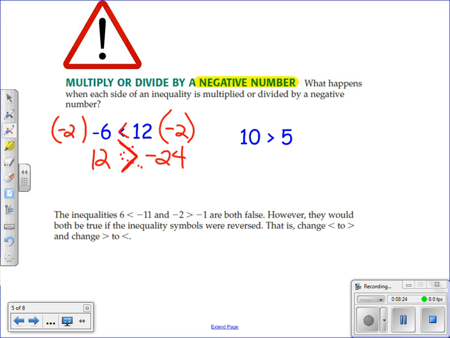Say you're going to divide by negative 5. 10 divided by negative 5 is negative 2. 5 divided by negative 5 is negative 1. Is negative 2 greater than negative 1? No. But if I flip the sign, my statement is true. So the rule we're going to learn is that when you have a negative number that you're either dividing or multiplying by, you have to flip your sign.